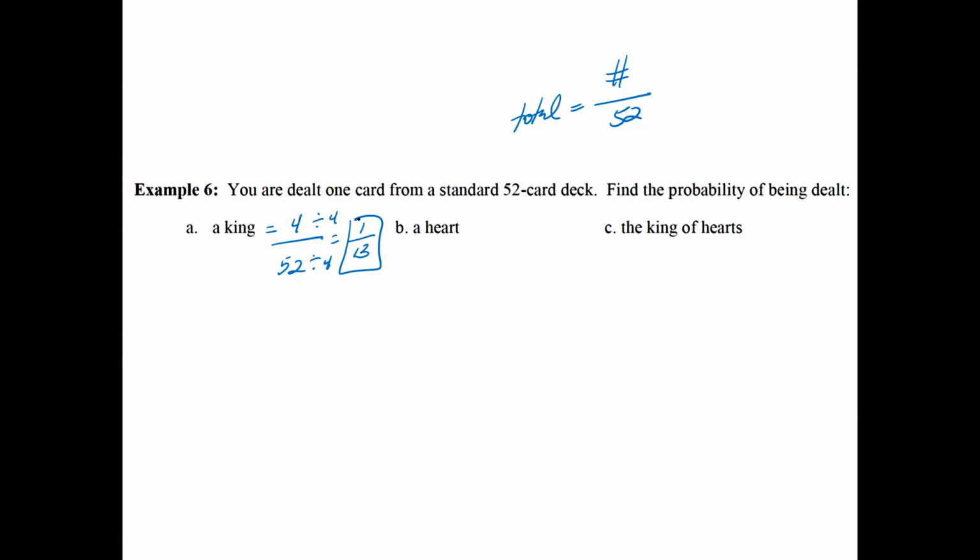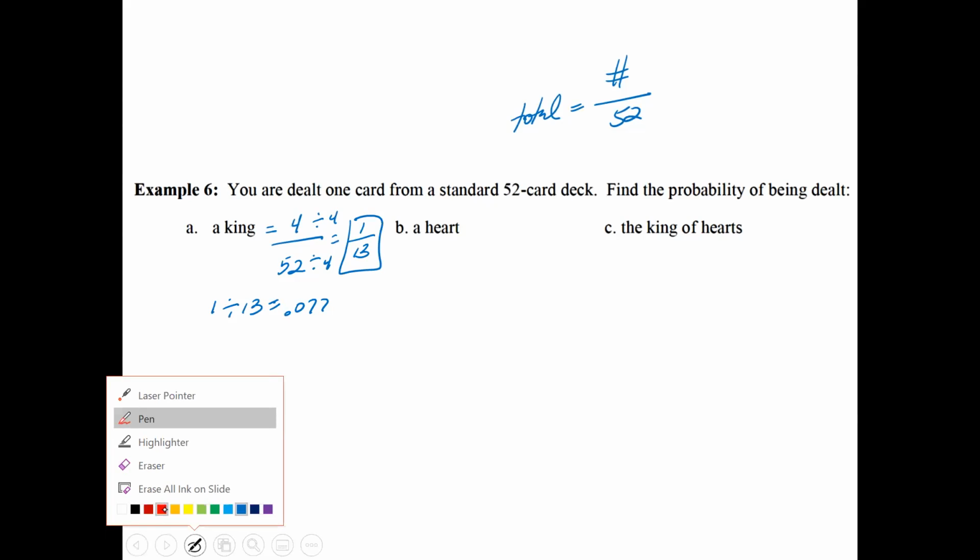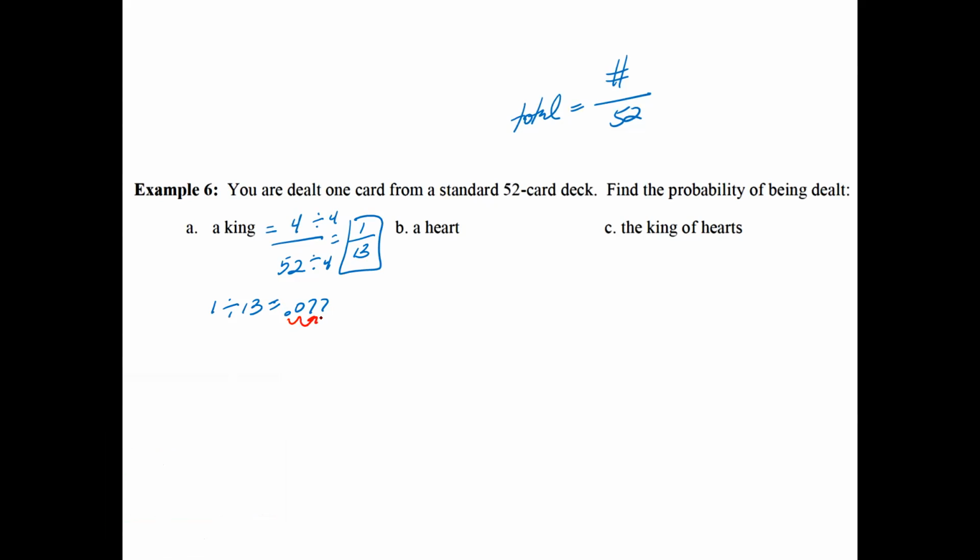Now, if I want you to write this in terms of a probability, you would do 1 divided by 13 on your calculator, which will give you 0.077. That's in decimal form, so if you want to convert this into percent form, you move 2 decimal spaces to the right, which will give you 7.7%.